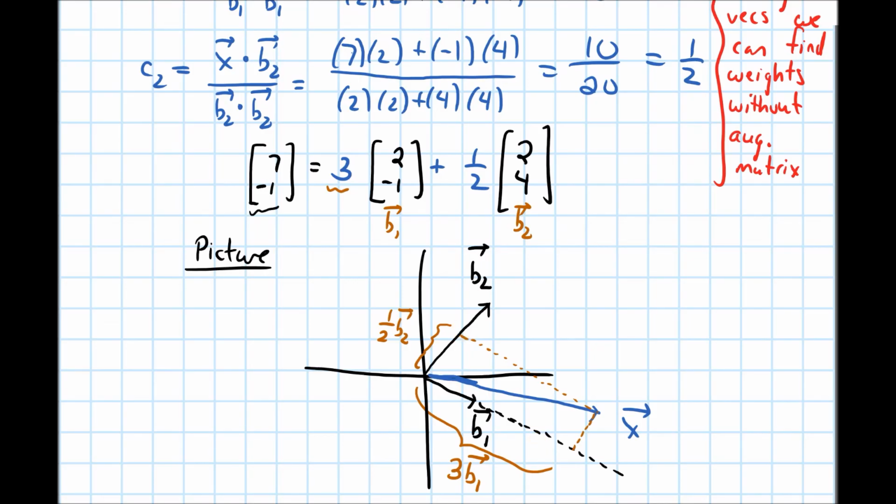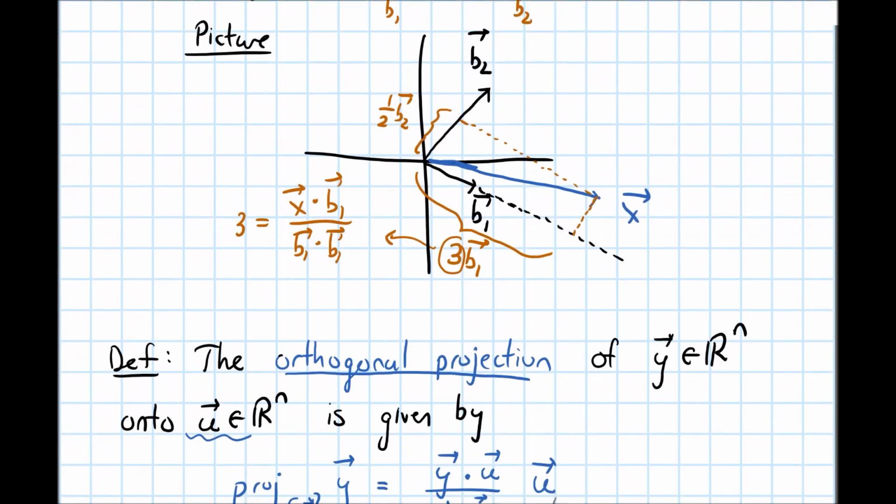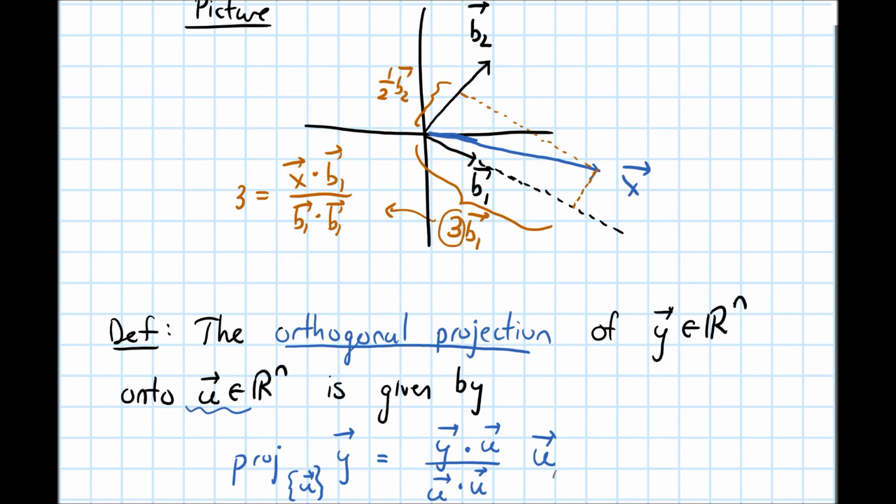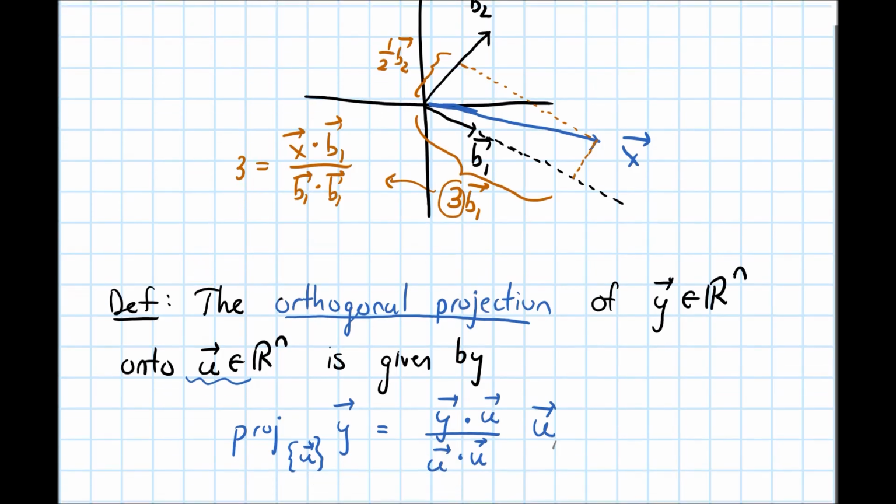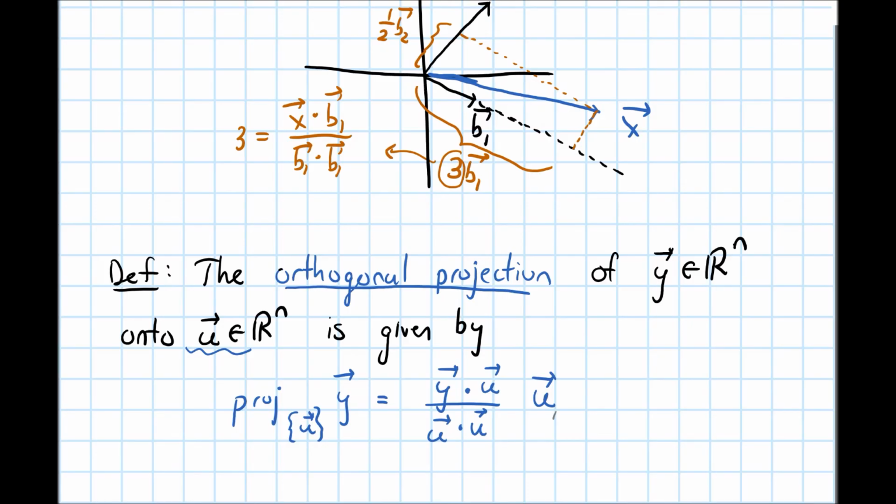Let's just remind ourselves. The way we determined this coefficient 3 was that it was x dotted with b1 divided by b1 dotted with b1. That was the formula we used to determine that coefficient. Okay, so this formula leads us to our next definition. This is the notion of an orthogonal projection. We say that the orthogonal projection of a vector y in Rn onto a vector u in Rn is given by the following formula.